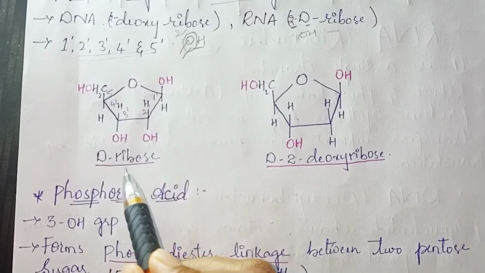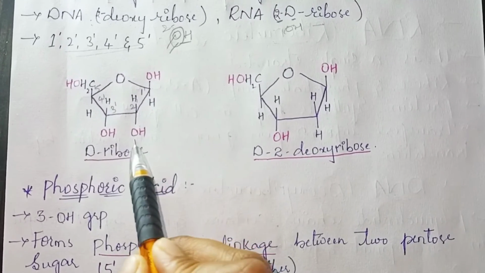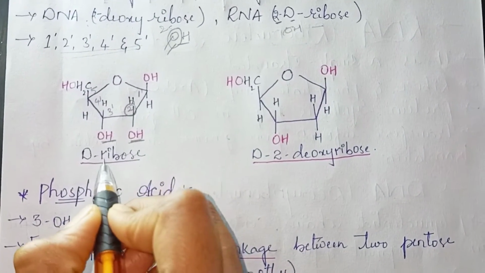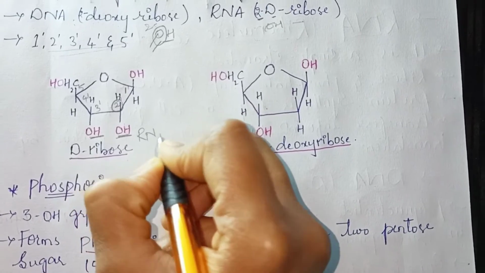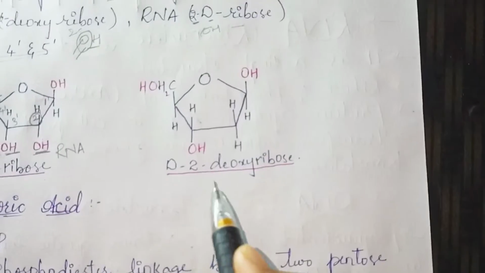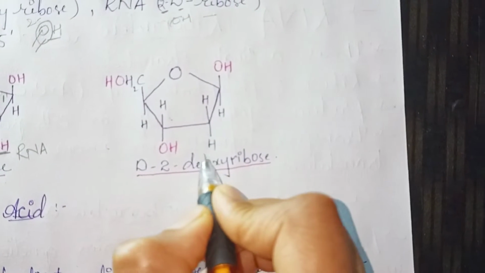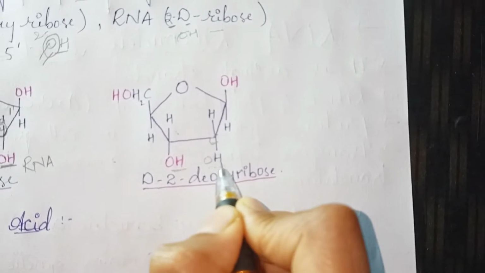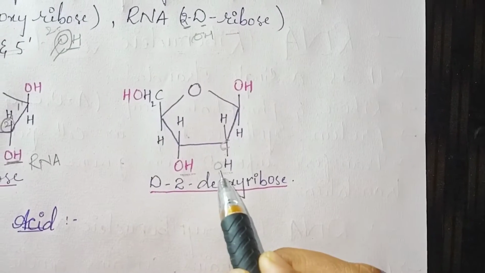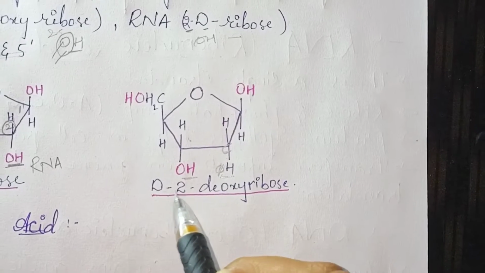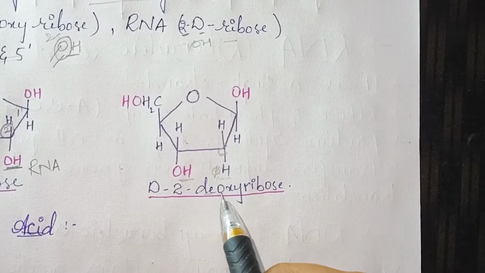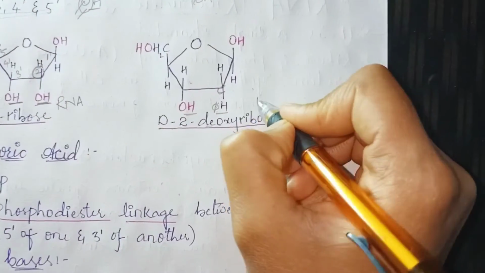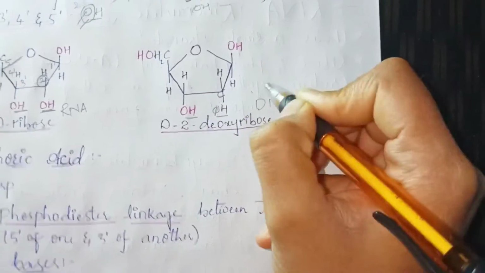Here you can see this is ribose, meaning at the second carbon position we have an OH group. That's why this is ribose, which is seen in RNA, ribonucleic acid. Here, in place of the OH group at the second carbon, just hydrogen is there. That is the absence or elimination of oxygen. That's why we call it deoxyribose, at the second carbon, absence of oxygen. This is present in DNA, and this is the difference between RNA and DNA.